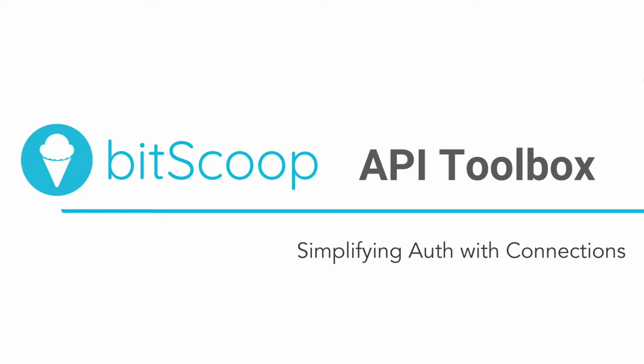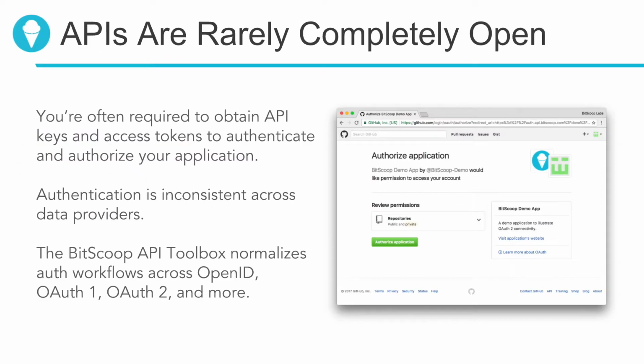In this video, we're going to touch on how you might use the BitScoop API Toolbox to deal with various auth workflows that you're going to encounter out in the wild. In our other videos, we've been using a local sample data provider that didn't really bother authenticating any requests. There also wasn't any concept of a user on this data provider. So essentially what that means is that the data available on a given endpoint, like /post or /users, was the same no matter who was requesting it.